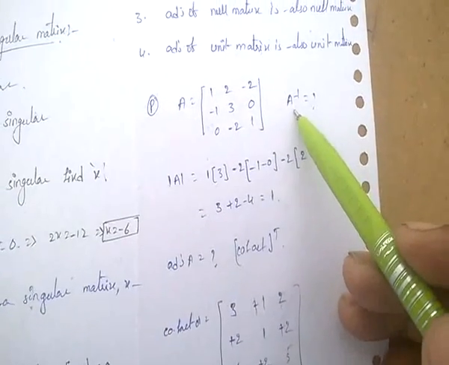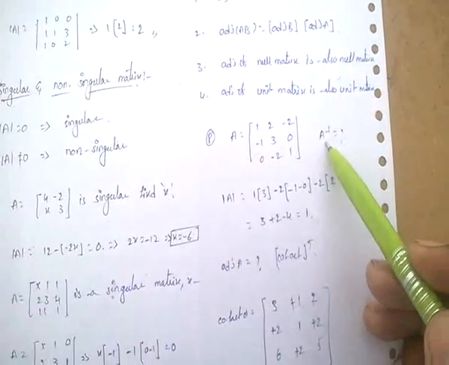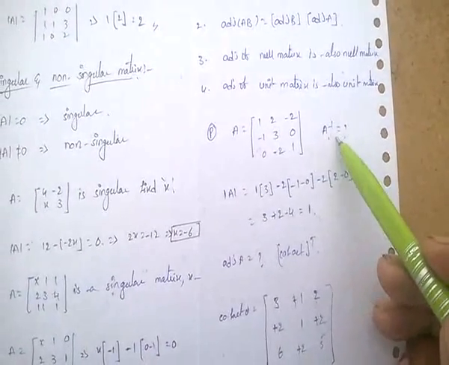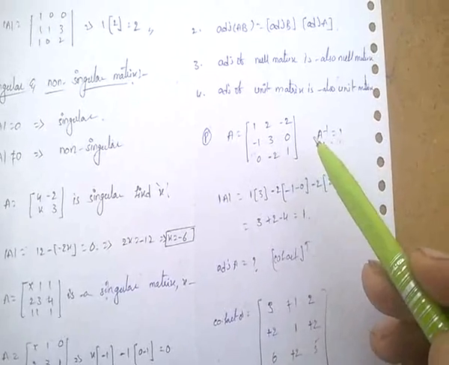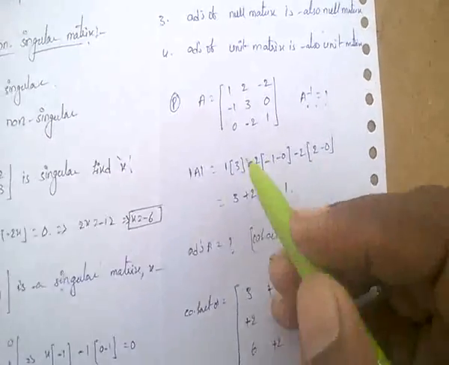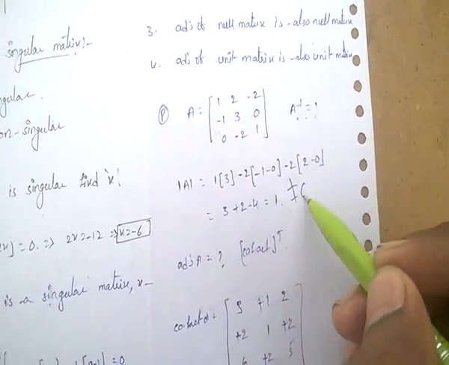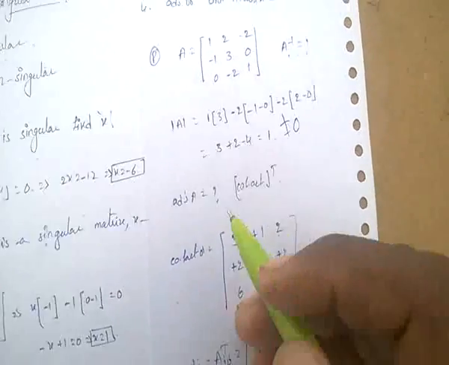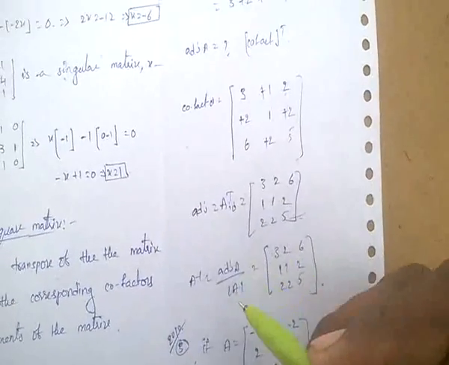For this, first of all, A inverse is possible only when det A is not equal to 0, that is, the matrix A is non-singular. For example, det A is found to be 1, that is not equal to 0. So A inverse is possible. For this, A inverse is adjoint A by det A.